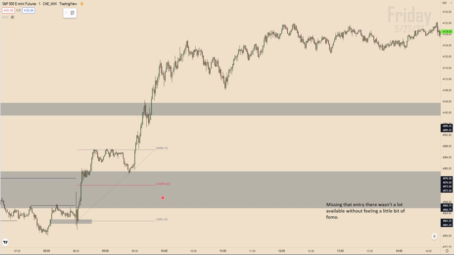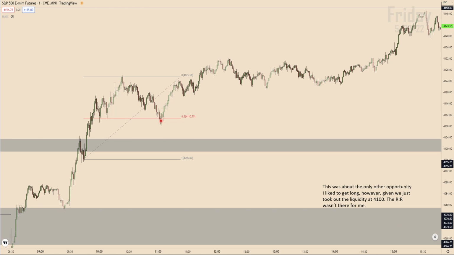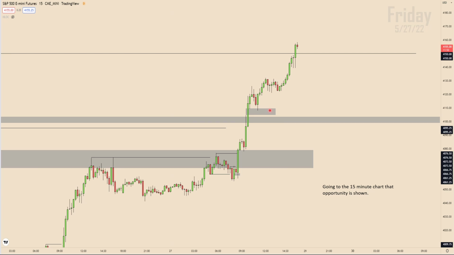Besides that entry, there wasn't a whole lot that I liked. As you can see, if you're going to want to get into a trend, you want to enter when it comes back down into a discount. However, it never really does that on these swings. However, right here, it does slightly. That would have been about the only entry I would have liked. And it is also the 15-minute fair value gap there.